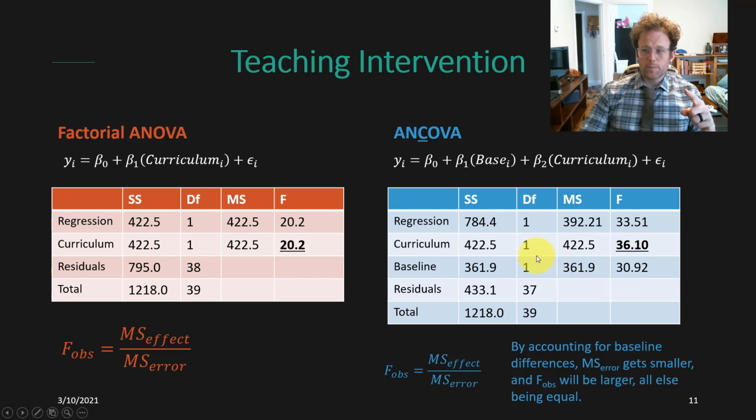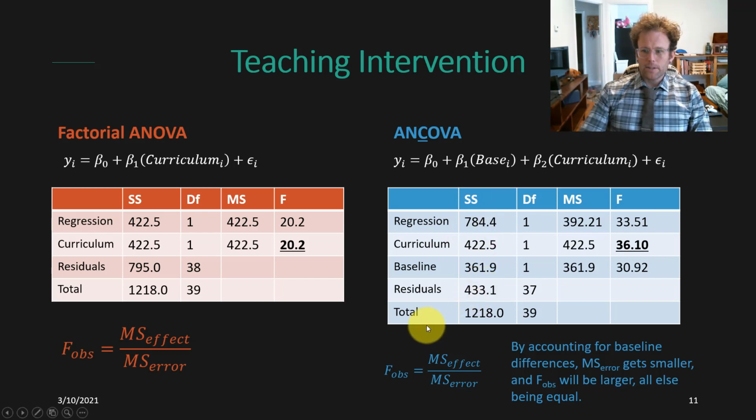Now, the 422.5 is still there because that is the effect of curriculum. That is what is getting explained by which curriculum you had. But we're also explaining variability based on what your baseline scores were. So now we're accounting for not only what curriculum you were randomly assigned to, but we are also accounting for what your baseline score was when you came into the experiment. And the net effect of that is a statistically large reduction in the error.